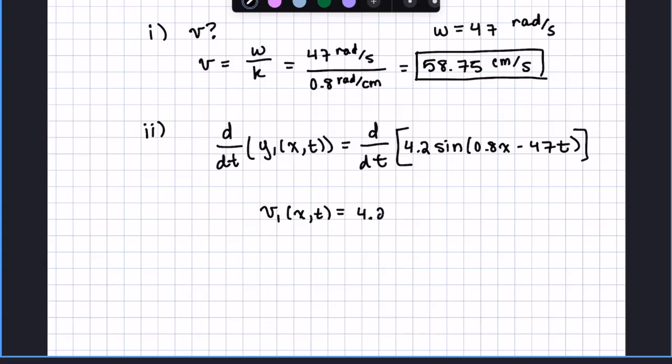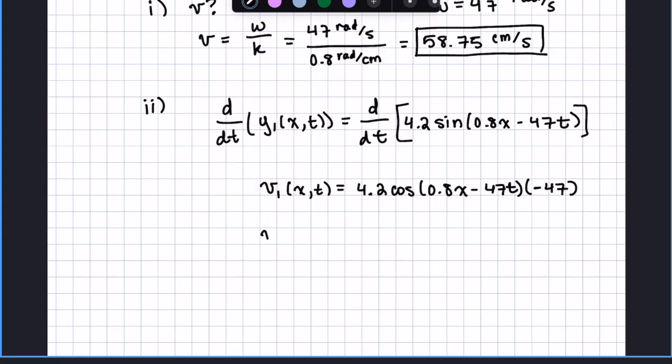That part will stay the same. We've changed our sine into a cosine, since that had a time inside of it. And then by chain rule, we have to multiply by the time derivative of that negative 47t, which just gives us an extra negative 47. So I can simplify this.